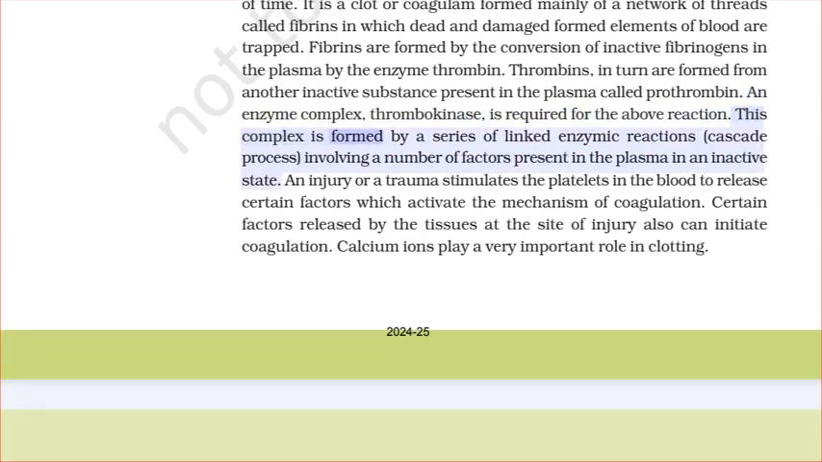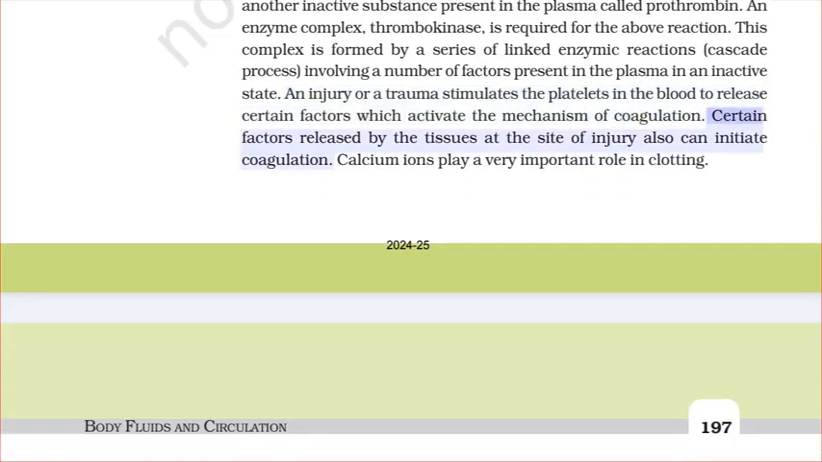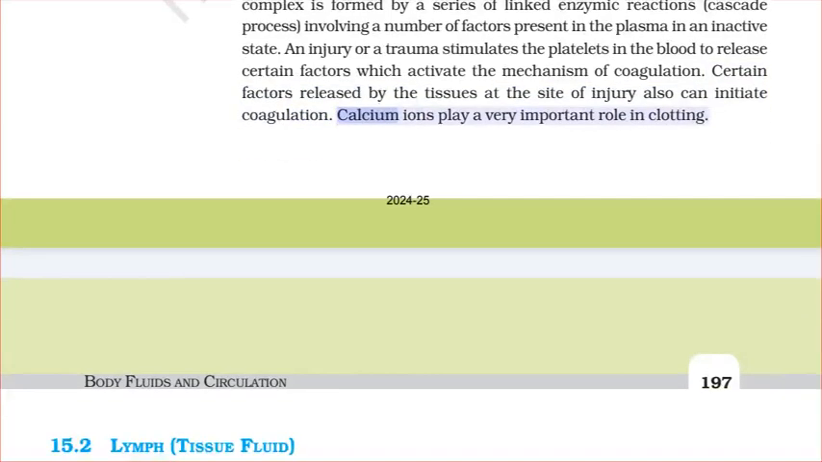This complex is formed by a series of linked enzymic reactions (cascade process) involving a number of factors present in the plasma in an inactive state. An injury or a trauma stimulates the platelets in the blood to release certain factors which activate the mechanism of coagulation. Certain factors released by the tissues at the site of injury also can initiate coagulation. Calcium ions play a very important role in clotting.